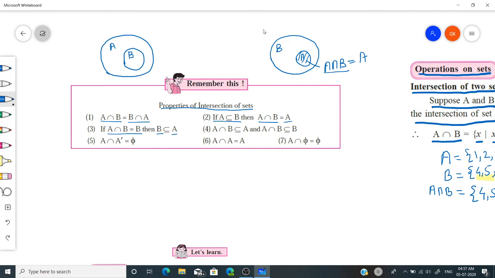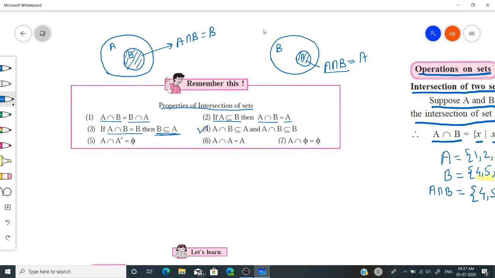If we take the intersection, then we get here the set B. This is the intersection, that is A intersection B, and it is equal to B. In this situation we can write here B is a subset of A.